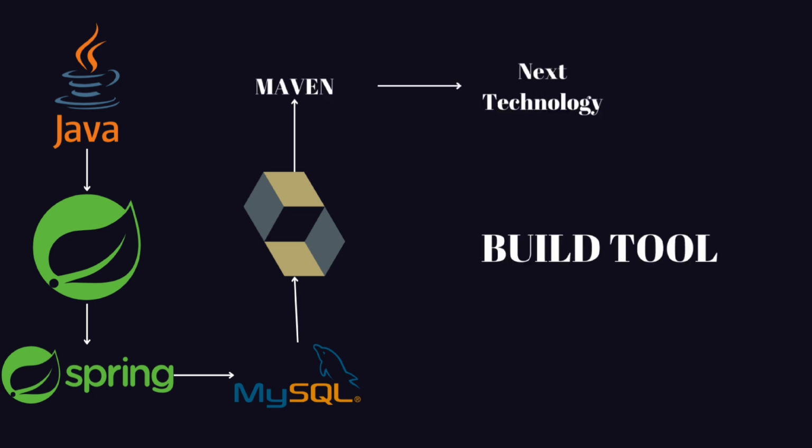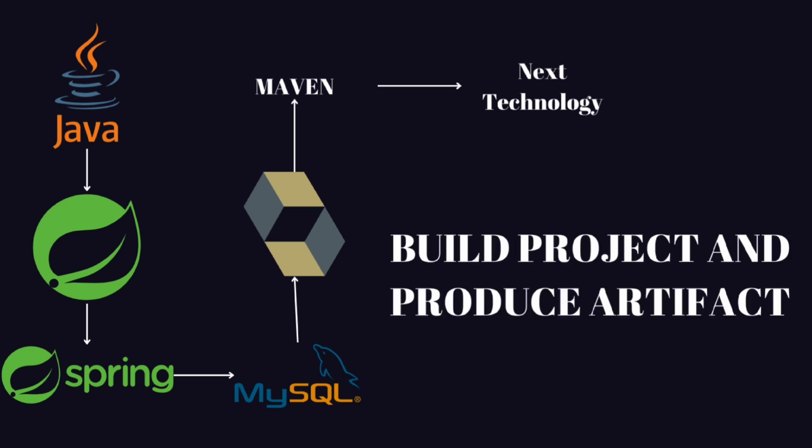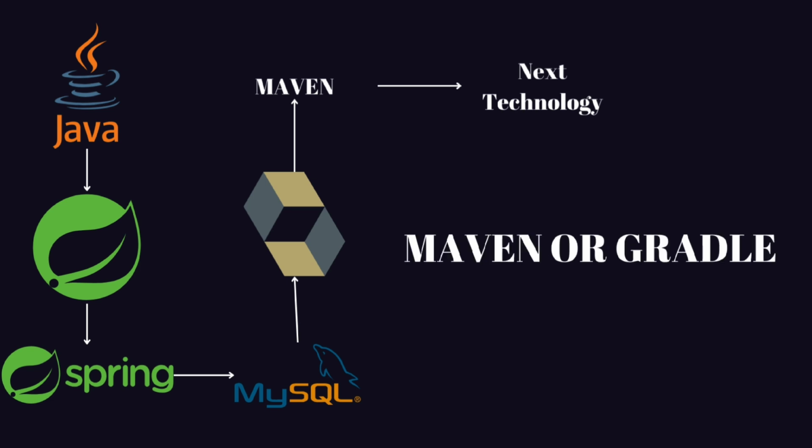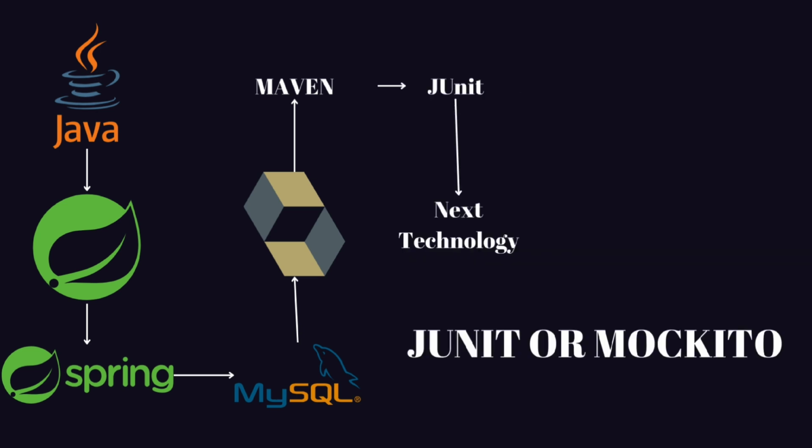The next thing that you should note is build tools, Maven or Gradle. To build the project and produce artifacts, companies use build tools like Maven and Gradle. You should know how to use these tools to build your application. You should also learn about unit testing frameworks. You can learn unit testing frameworks like JUnit or Mockito, or both of them.